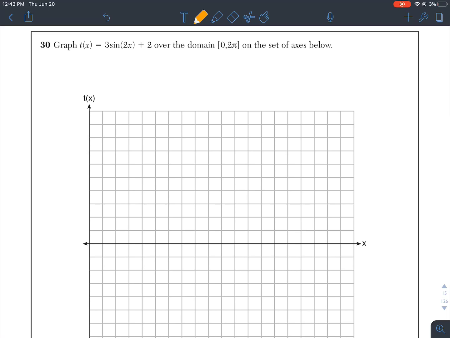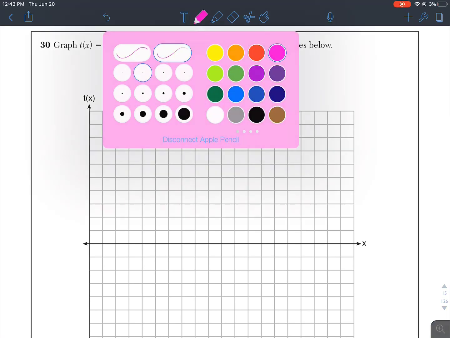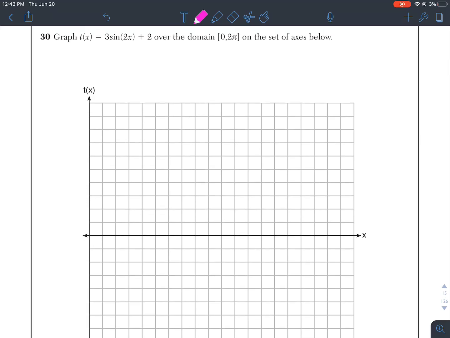Graph 3 sine of 2x plus 2 over the domain 0, 2 pi. So your calculator is not going to be very helpful on this one. However, graphing these, we know how to do it. We're going to start by going up 2, so our midline is 2. That's not x equals 2, that's y equals 2.